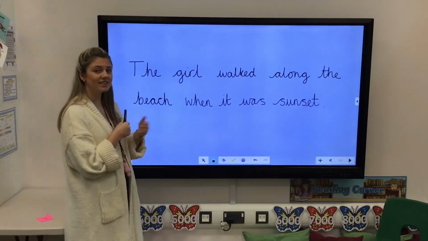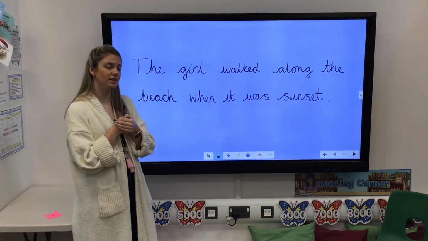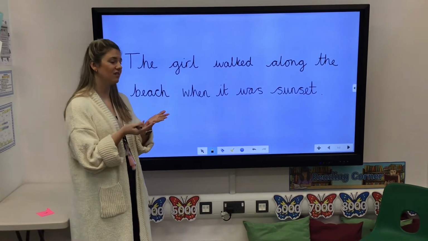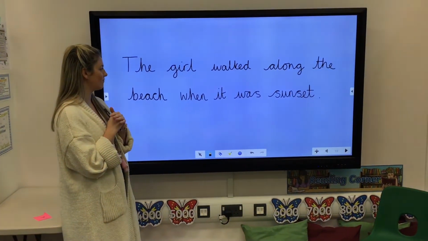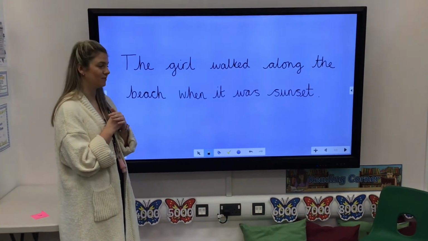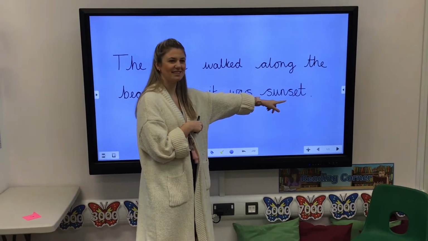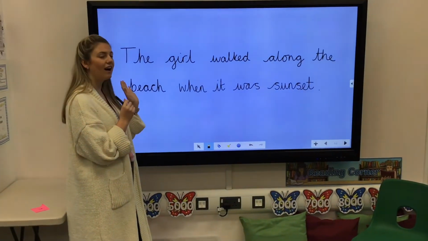Okay, our second sentence is: the girl walked along the beach when it was sunset. Last time it was quite obvious what the adverb was. It was slowly. Do you think you can spot what the adverb is here? Miss Miskin, is it just the last word in the sentence? Would it be sunset? No, Mrs. Hayes, don't be silly. In this sentence, we are looking at a whole phrase.